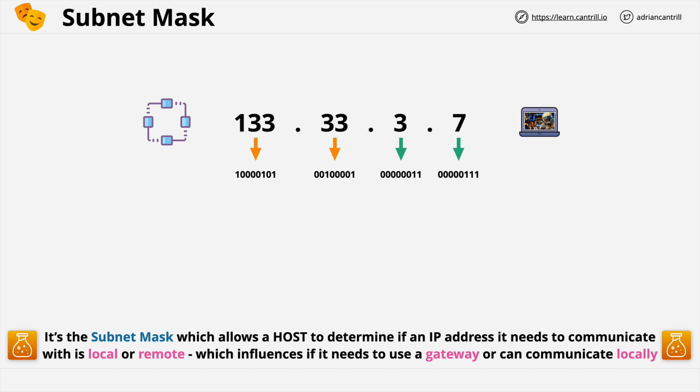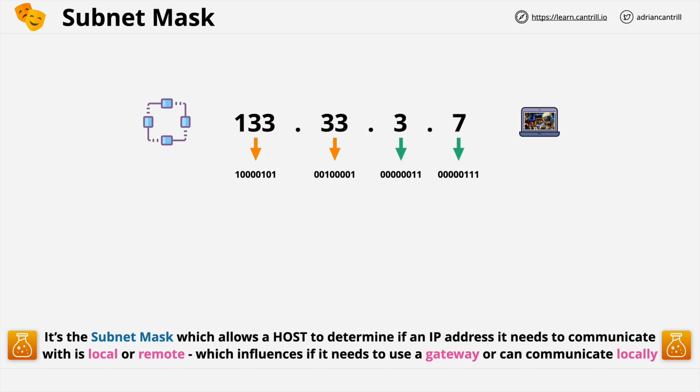10000101, so that's the first octet, and then 00100001, that's the second octet, and then 00000011, that's the third octet, and then finally 00000111, and that's the fourth octet, and that represents 133.33.3.7.